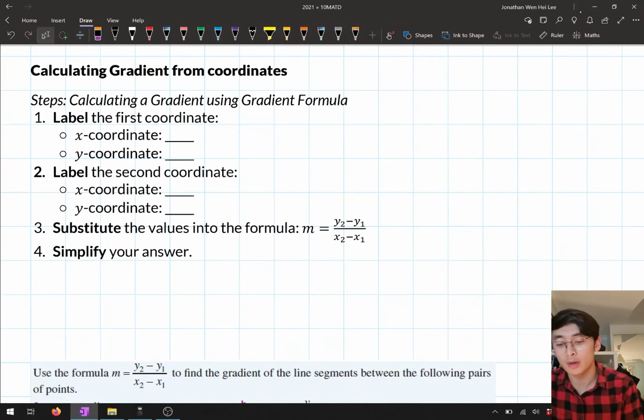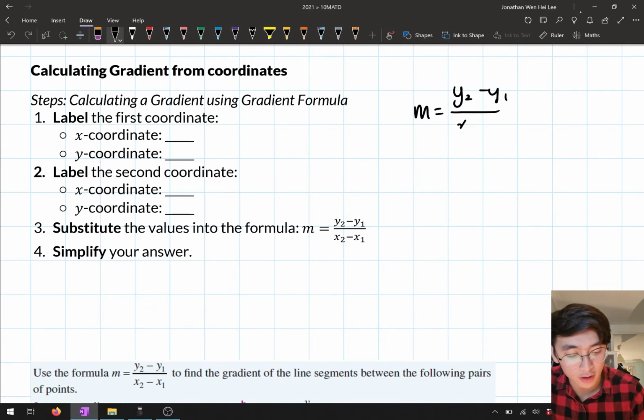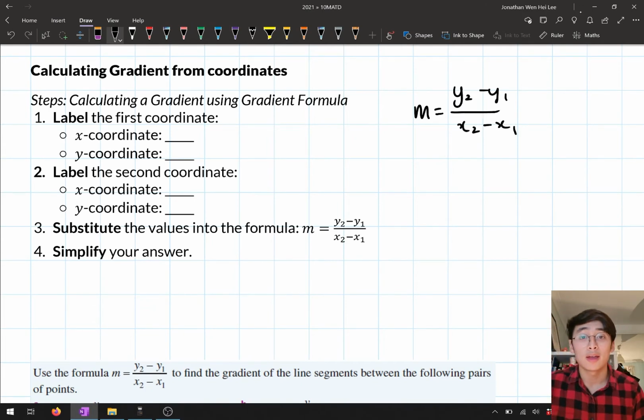The reason being is we're going to be using this formula, m is equal to y2 minus y1 over x2 minus x1. And I'm not sure about you, but the first time I looked at this in high school, I was like, this is a confusing formula. So what we want to do is make this as simple as possible and go through these steps so that you don't get lost and are able to calculate the gradient accurately.